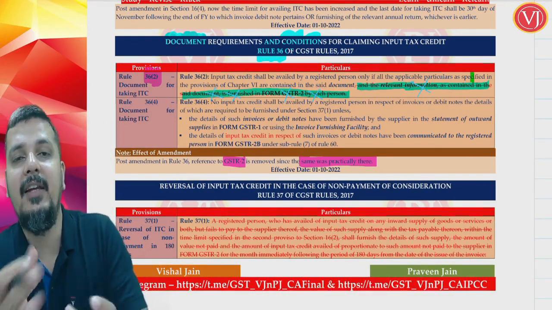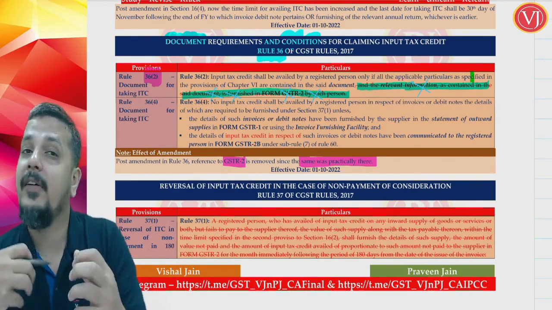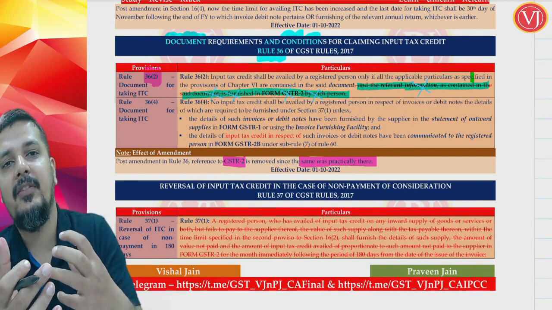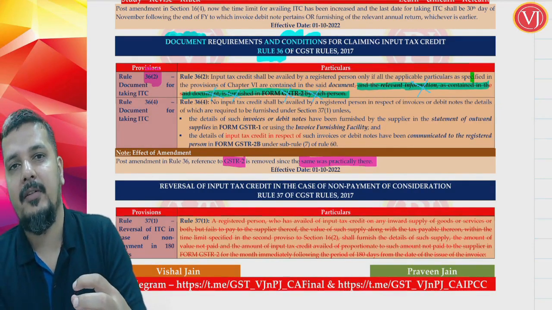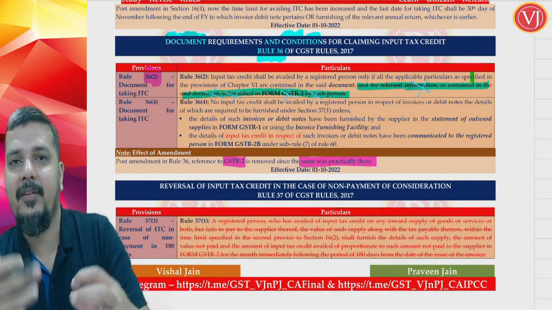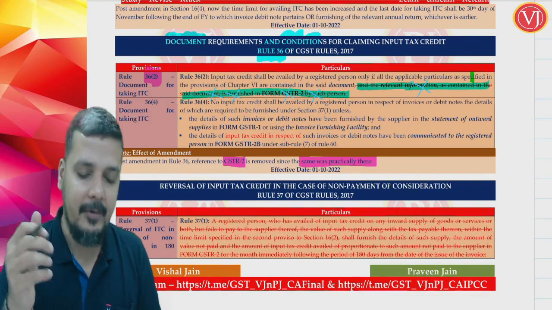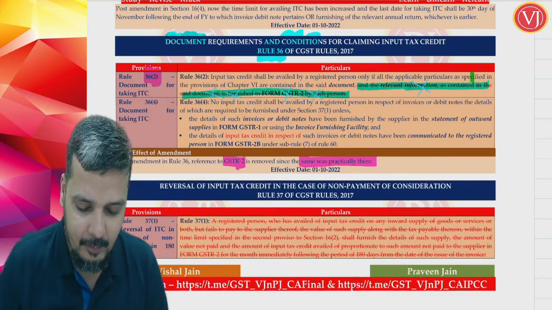No one has ever seen something called GSTR2. No one has ever filed something called GSTR2. You get the auto-generated GSTR2B or 2A. 2B is static, 2A is dynamic and keeps on changing. You get that, but the recipient never files something called GSTR2. So that reference is removed.